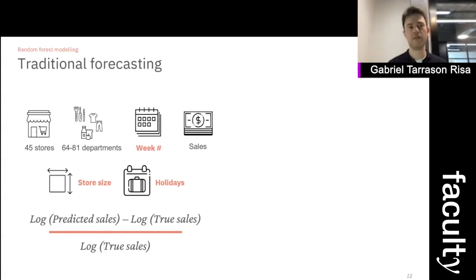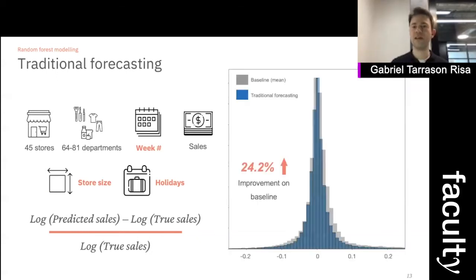That leads us on to our random forest machine learning model using traditional forecasting. So now we introduce the features of store size, but also week number and holiday. And all of these are intrinsic either to the store itself, like store size, or to the year, like the weeks and holidays. We take the predicted sales minus the true sales and divide by the true sales. And we see a 24.2% improvement upon the baseline. You can see this visually because the Gaussian is narrowing towards 0, a perfect fit.